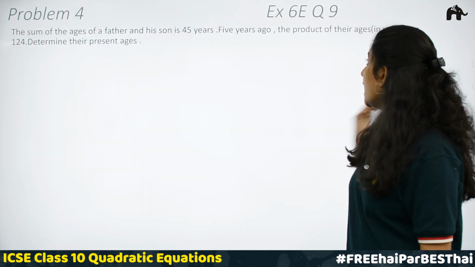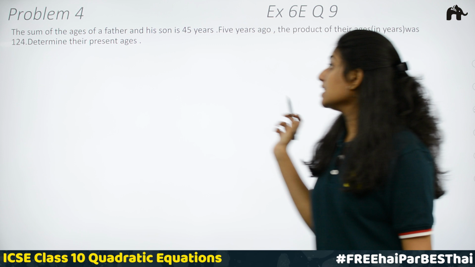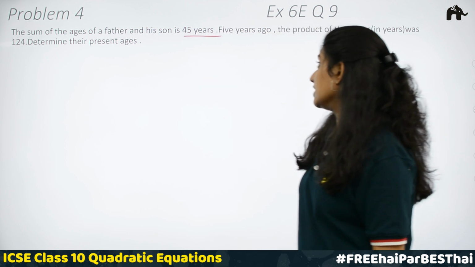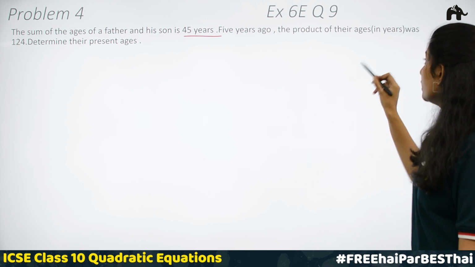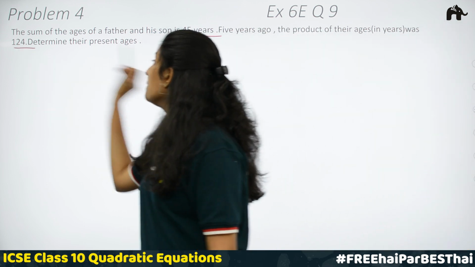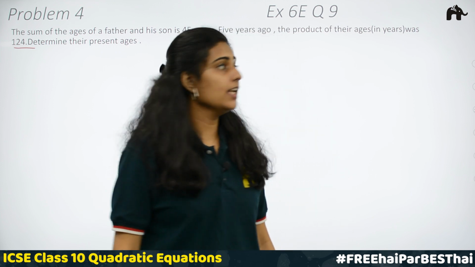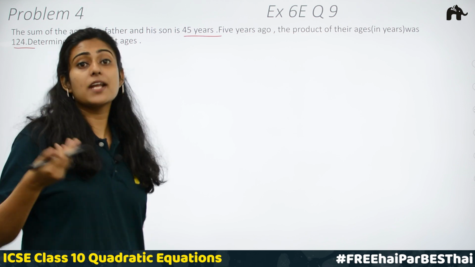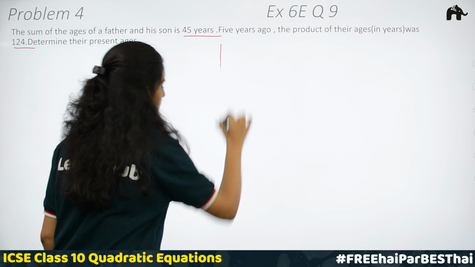Problem 4, question 9 of exercise 6E. The sum of the ages of a father and his son is 45 years. 5 years ago, the product of their ages in years was 124. Determine their present ages. Okay. We need to find present age of father and son. Let's take the present age of son as x.